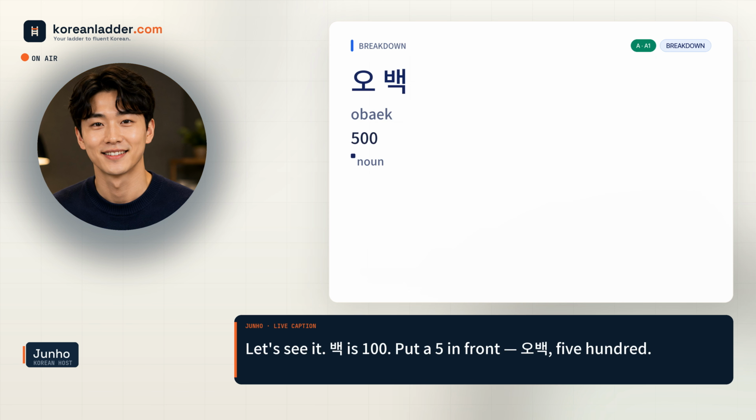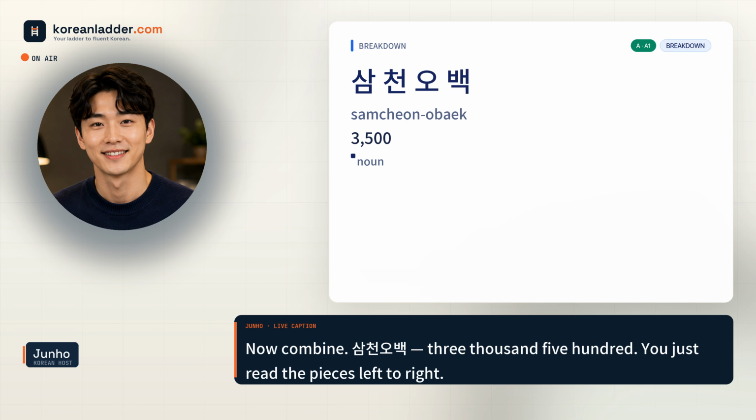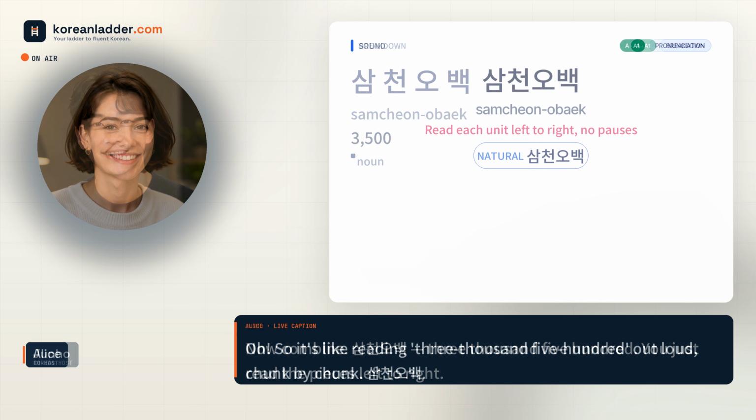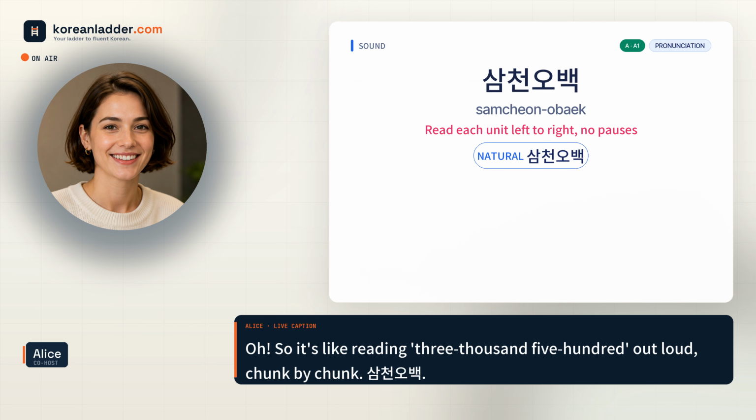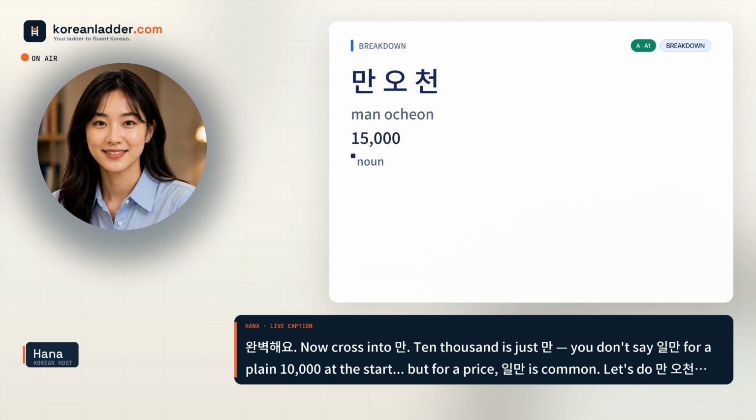Let's see it. 백 is 100. Put a 5 in front. 오백, 500. At 1,000, 천. 3,000, 삼천, 3 plus 1,000. Simple stacking. Now combine 1,500. 3,500. You just read the pieces left to right. Oh, so it's like reading 3,500 out loud, chunk by chunk. 3,500. 완벽해요. Now cross into 만.